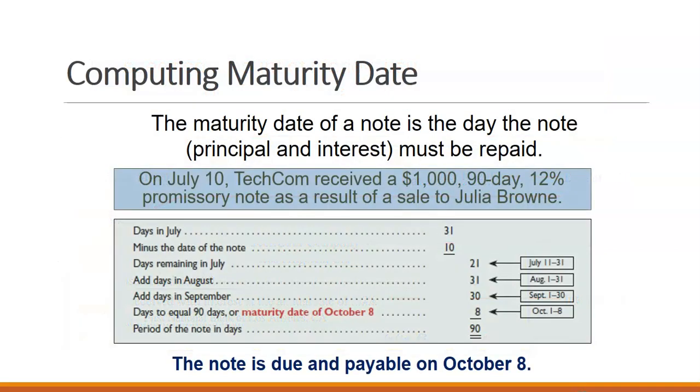When we have this information, we need to compute the maturity date. So here it's a 90-day note. The note was written on July 10th. There are 31 days in July, and it was written on July 10th. So we have 21 days remaining in July. There are 31 days in August, 30 days in September, and then for a maturity date of October 8th, we would have 8 days remaining to equal 90 days. So our maturity date is October 8th.